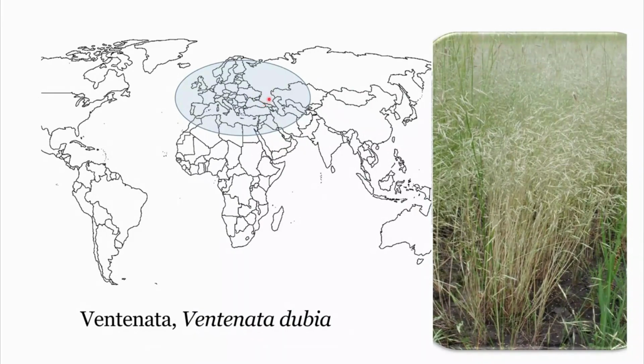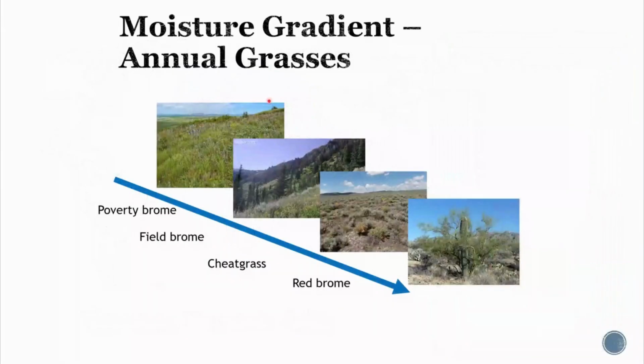Some of them have a little broader, and some are narrower in their ability to handle different climate regimes. If we take a look at a moisture gradient with these, we go from poverty brome, field brome, cheatgrass, red brome. We're going from wet to dry. And then we take a look at Medusahead, it overlaps here, and ventenata overlaps all of these except for red brome. So basically we have an annual grass for pretty much every situation.